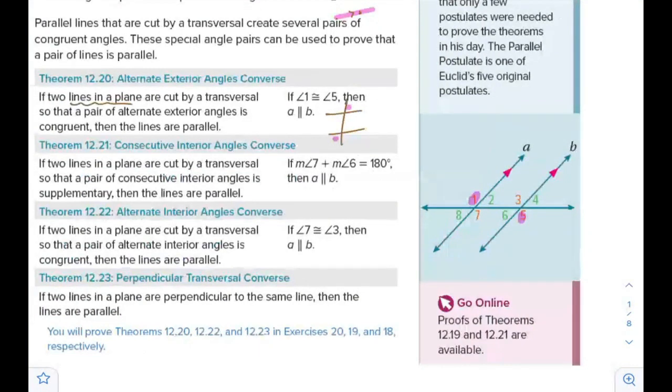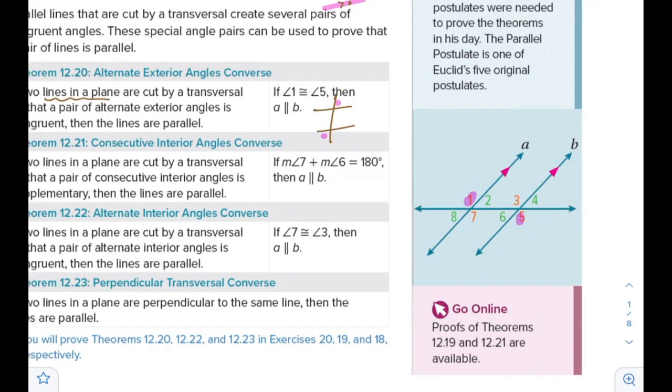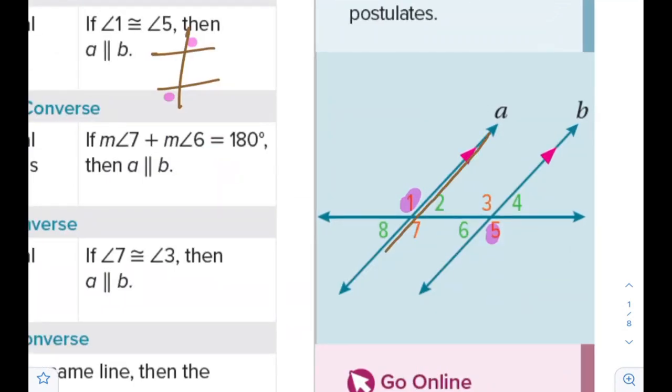Consecutive interior angles: remember, with consecutive interior angles we were not talking about congruence, we were talking about supplementary. We will remember that if the lines are parallel and cut by a transversal, then 2 and 3, consecutive interior angles, were supplementary. Same side interior angles were supplementary, their sum is 180.